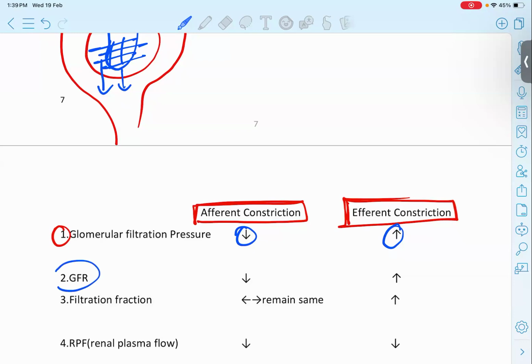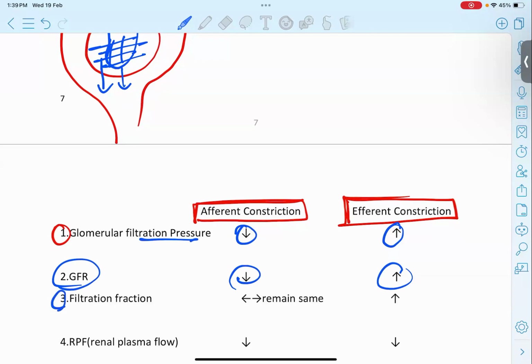What would happen to the GFR? So filtration pressure dropping means GFR will drop as well. Here filtration pressure increasing means GFR will increase. Next, what would happen to the filtration fraction?